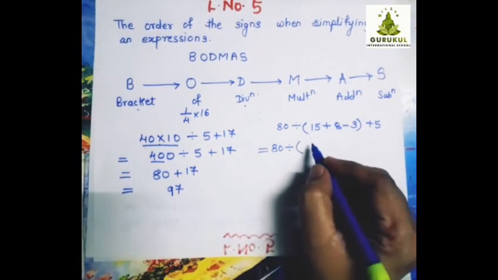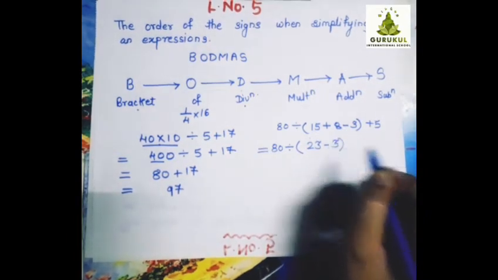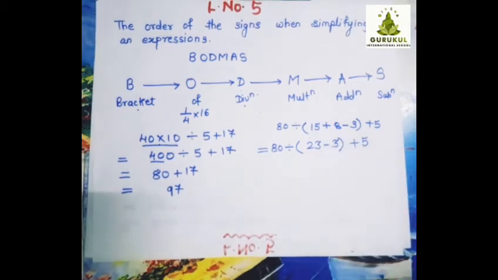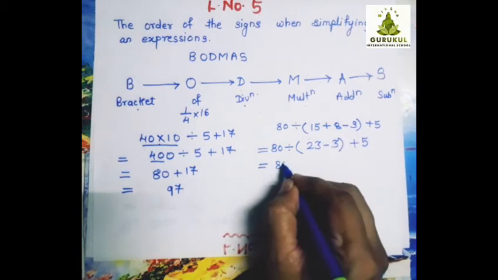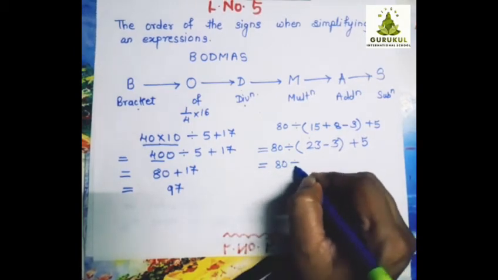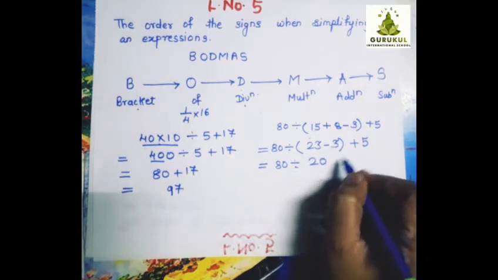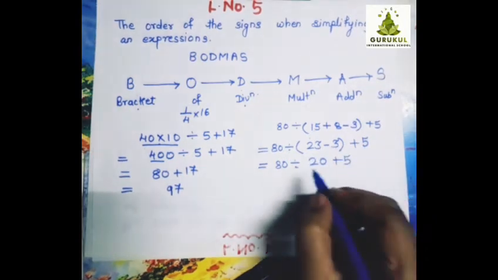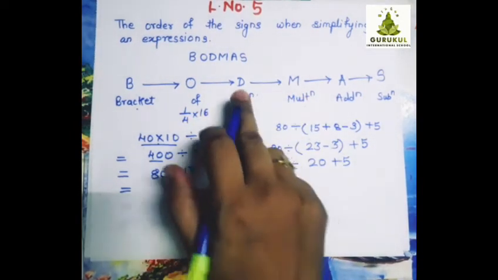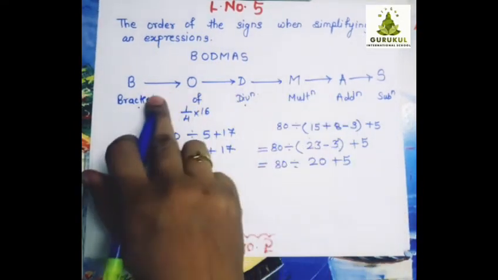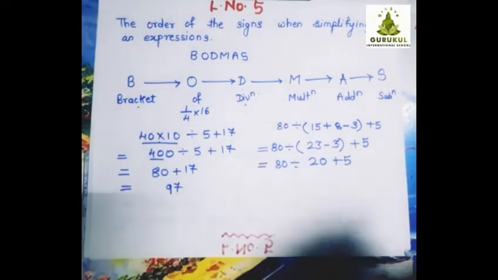So 15 plus 8 will be 23 minus 3 plus 5. Okay. Again, first we have to solve the bracket. So, 80 will be as it is, division symbol as it is, 23 minus 3 will be 20 and plus 5. Now, out of these two, division and addition, which comes first? Division. Okay. You have to remember this figure, Bode's rules, this diagram you have to remember.